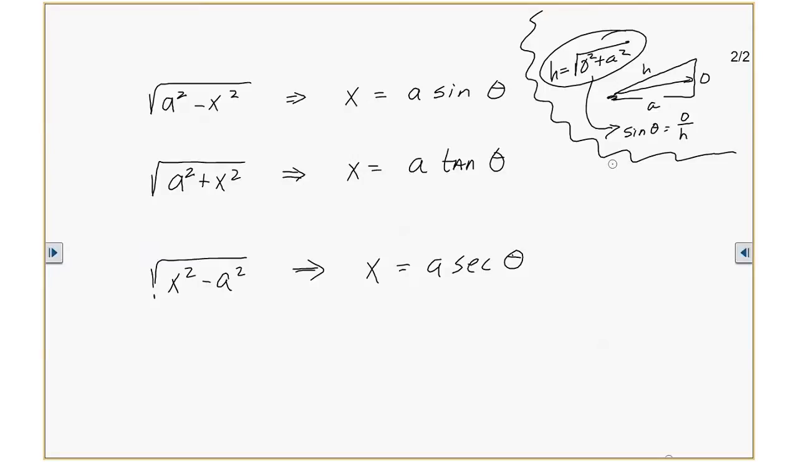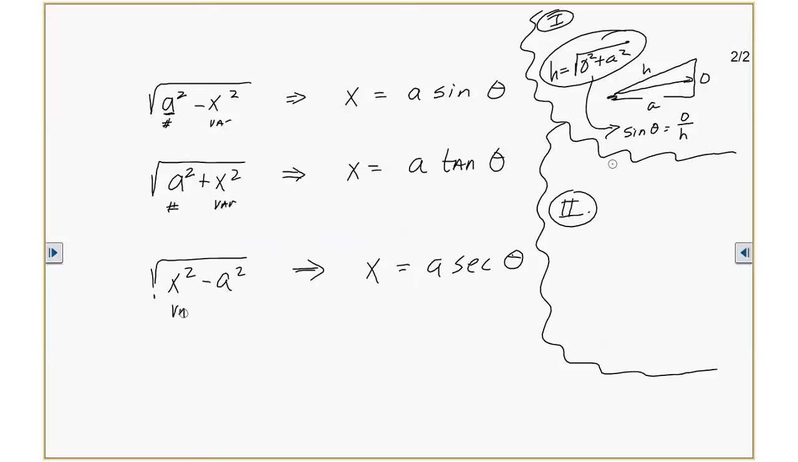So number one thing you need to remember is this. Number two, and this is very important, if you notice, these things are in terms of x. This is your number usually, and this is your variable. Number, variable. Variable, number. Everything in these guys is in terms of x.